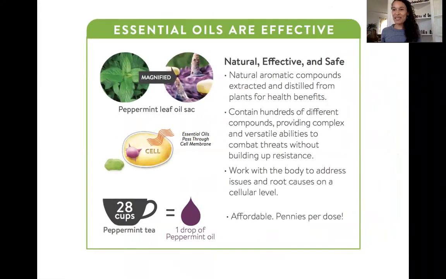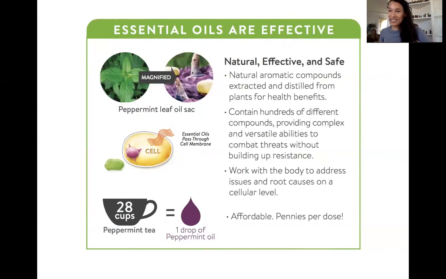Again, we're just reading through the packet at this point about what essential oils are and how they're effective. So I'm not going to read this through because it's pretty self-explanatory, but you can just talk about the magnified peppermint leaf and how we can see here the oil sacs and how there's oil sacs in all of plants, all of nature. Nature has these aromatic compounds that we extract and distill for our health benefits. They contain hundreds of different compounds, explaining how they work through the cells and penetrate on a cellular level.